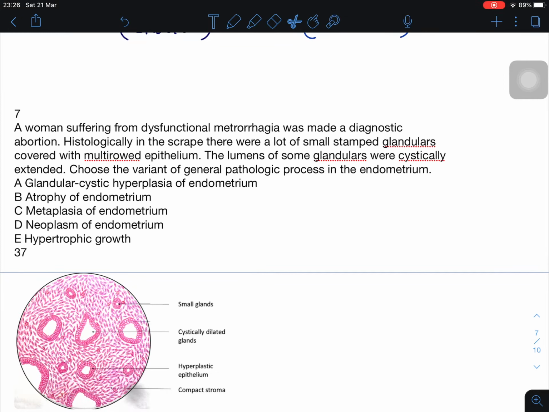So we are at the seventh question. The seventh question says that a woman suffering from dysfunctional menorrhagia. Actually, it is not metorrhagia, it is menorrhagia. We are not talking anything about metals and rods. So it is menorrhagia.